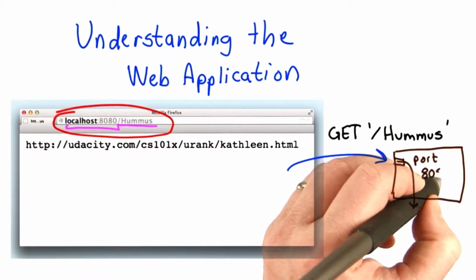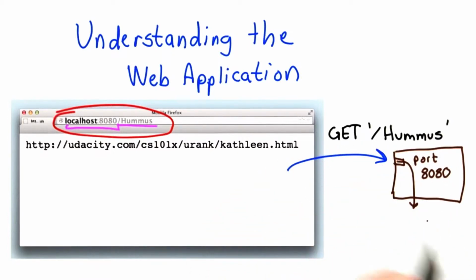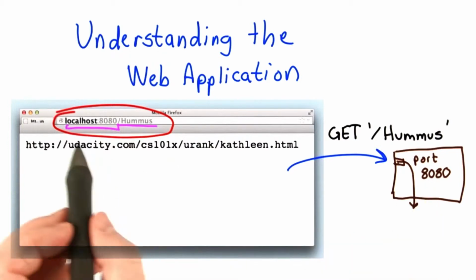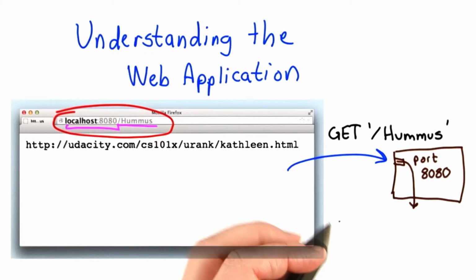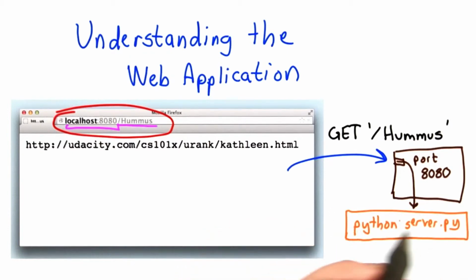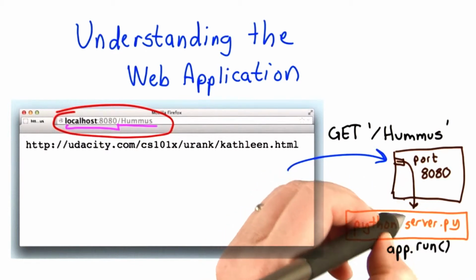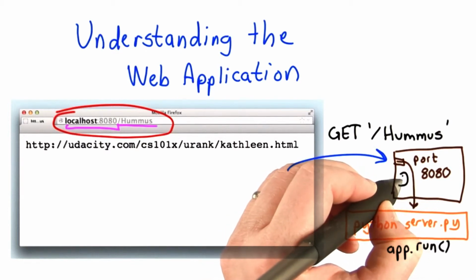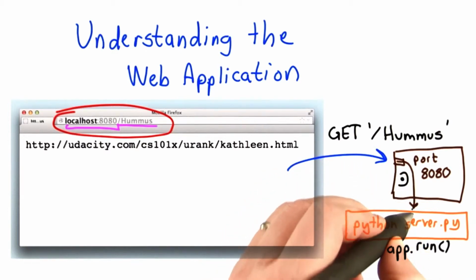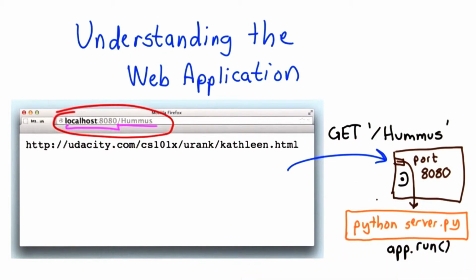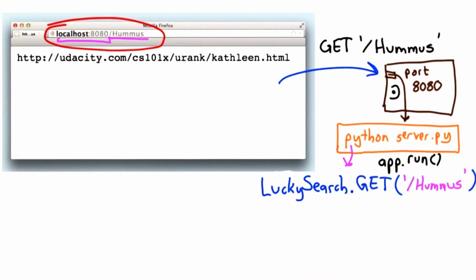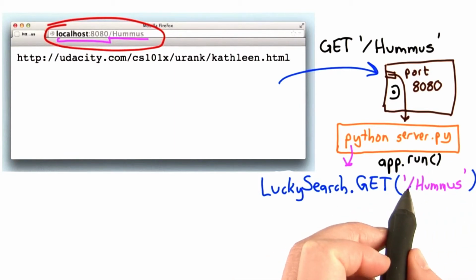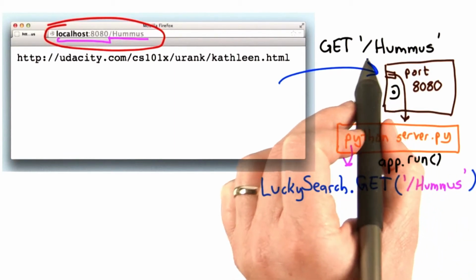That request will come into the machine and look for the process that's running on port 8080. We don't have a physical port that corresponds to this, but the operating system keeps track of what process is running where. And that's the process that started when we started running the web application. And what happened when that code started running the web application is it started listening in on that port. So requests would be directed to this web application. And what the application server will do is call the get method of Lucky Search, passing in as the query the value hummus that came in as the query in the get request.